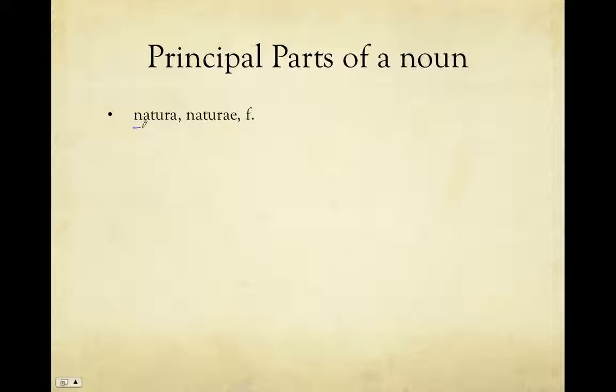It has the nominative entry, and this is what you're going to find in the dictionary. And then the second principal part, whereas in English you might expect that's the plural, this is actually the genitive singular. And then we have the gender. We use shorthands of masculine, feminine, and neuter to signify gender. So natura, naturae, feminine means nature.